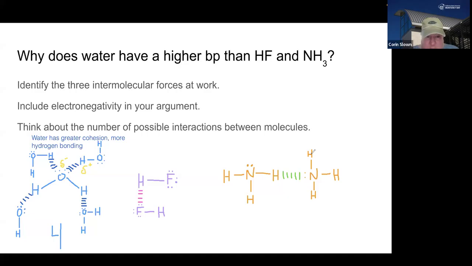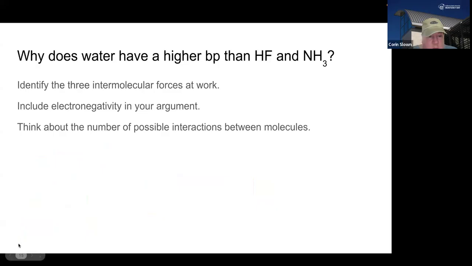But it also has a different shape. This shape is bent because the two lone pairs push each other away, whereas this shape is different in terms of its structure. While they're technically tetrahedral because of the arrangement of the electrons, their actual molecular geometry is different. If you think about the number of possible interactions, that's going to start to change the way that these molecules behave with each other. Okay.